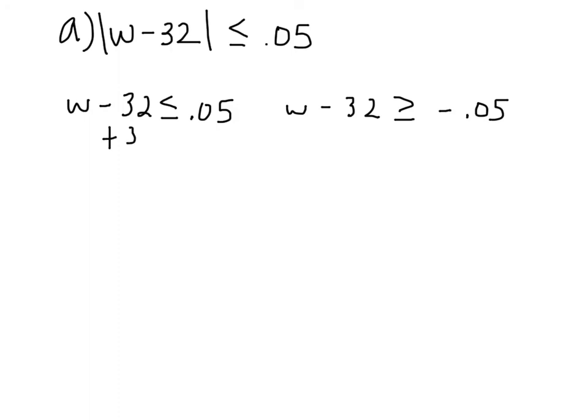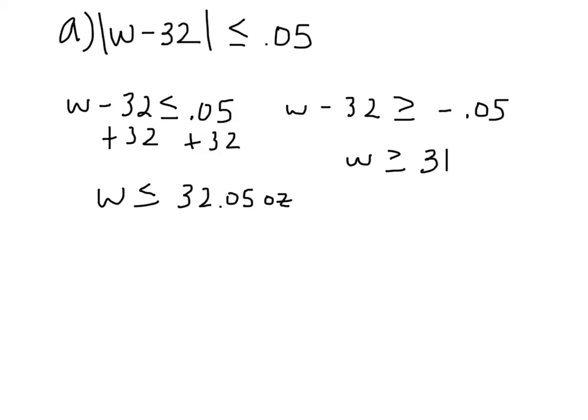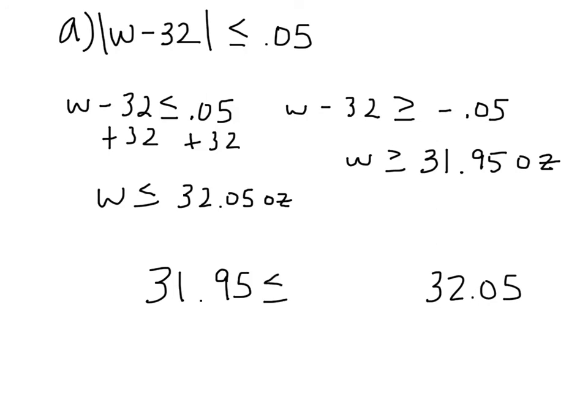So if we solve these, we add 32, add 32. This weight can be less than or equal to 32.05 ounces. And on this side, we add 32. It could be greater than or equal to 31.95 ounces, or 95/100ths of an ounce. So, if we wrote this, 31.95 is our minimum, 32.05 is our maximum, and W is between them: 31.95 is less than or equal to W, which is less than or equal to 32.05.